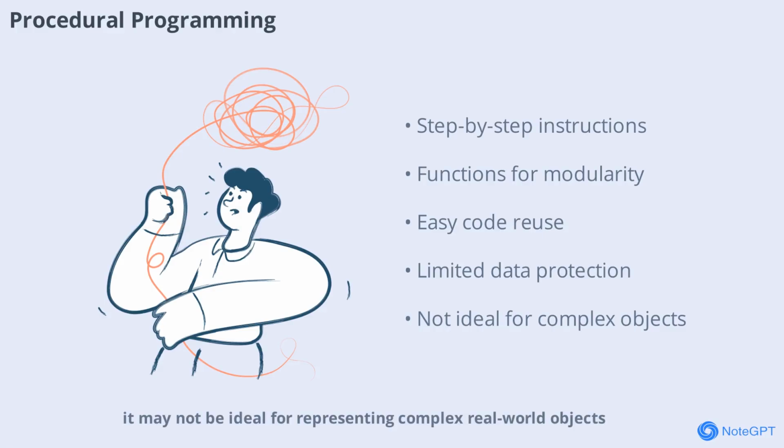However, it may not be ideal for representing complex real-world objects, and as programs grow, managing data protection can become challenging. For example, to find the sum of a list, you might write a function that loops through each value and adds them up. This approach is simple and direct, making it a solid choice for many everyday programming problems.